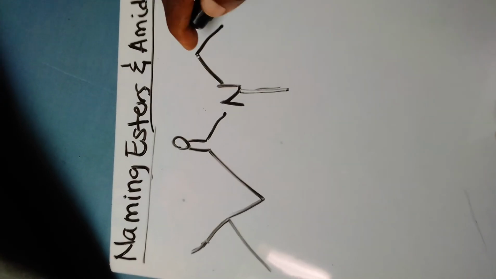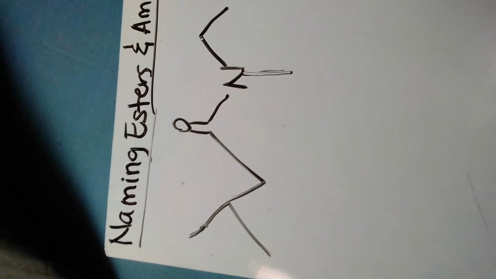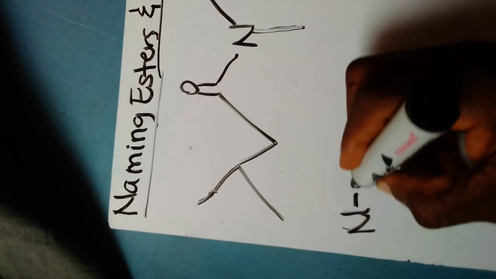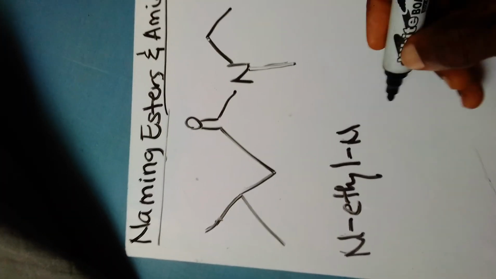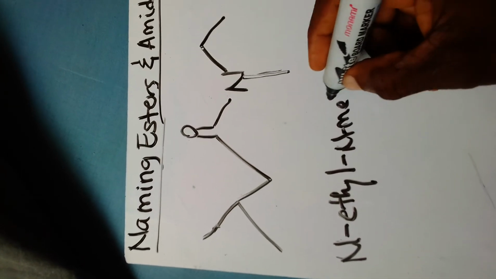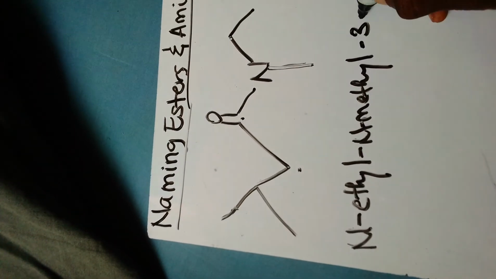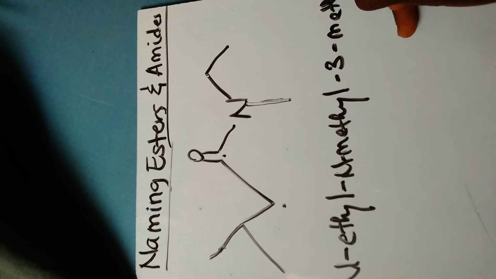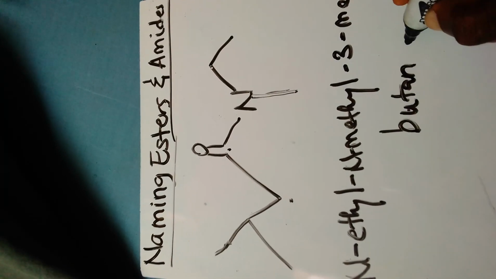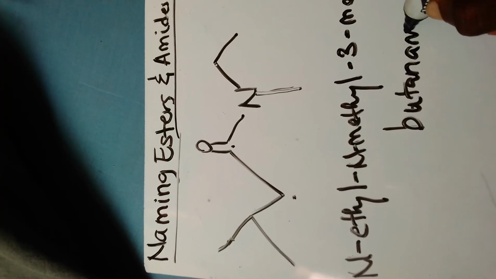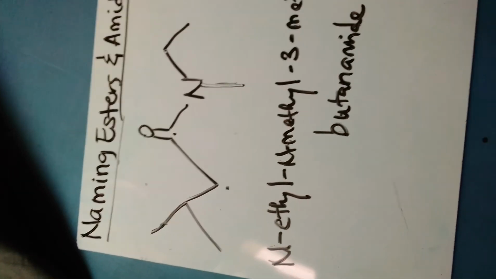In naming this ethyl and methyl, ethyl comes before methyl because of the E and M alphabetical order. So this one becomes N-ethyl N-methyl, then you come to 1, 2, 3, 3-methyl butanamide. So that's how basically amides are named.